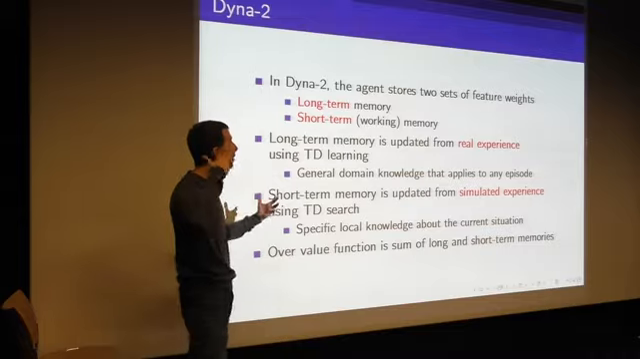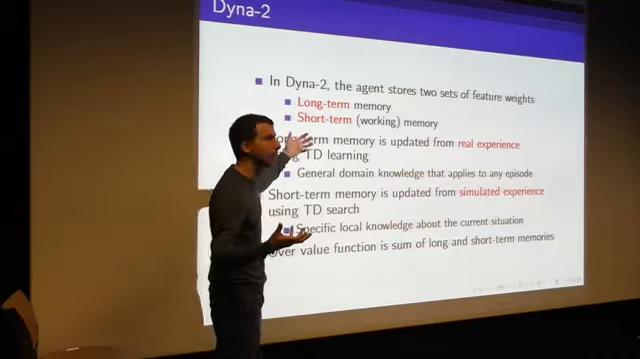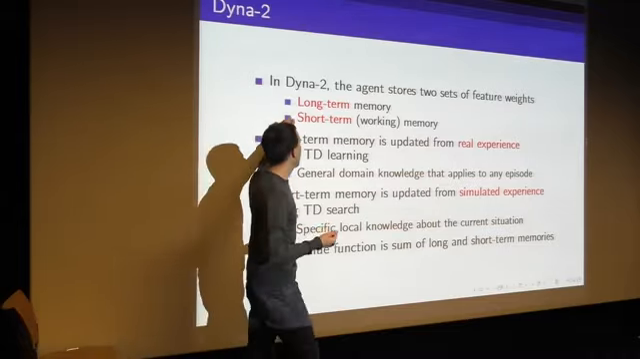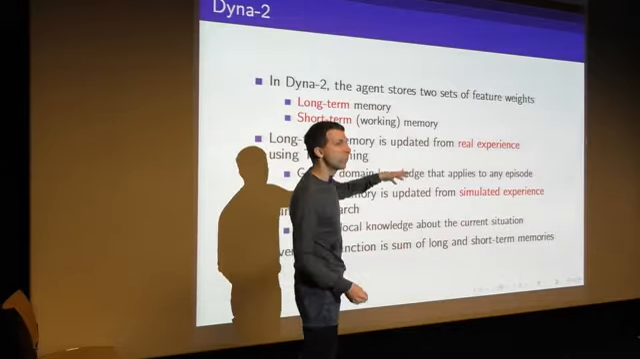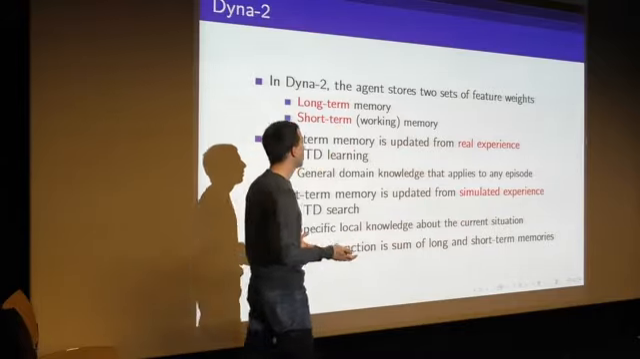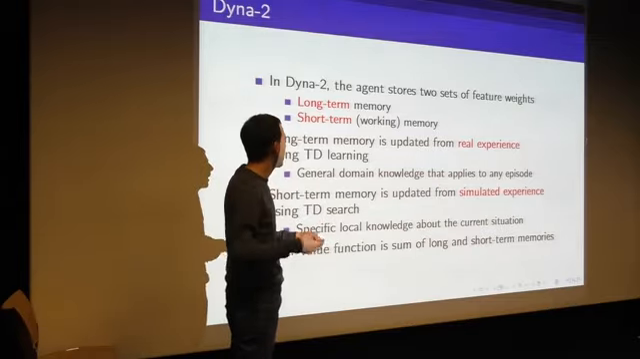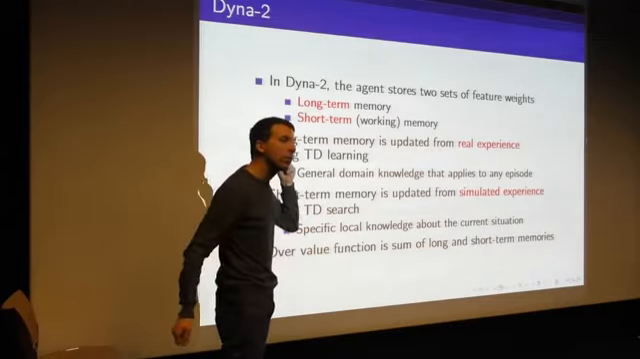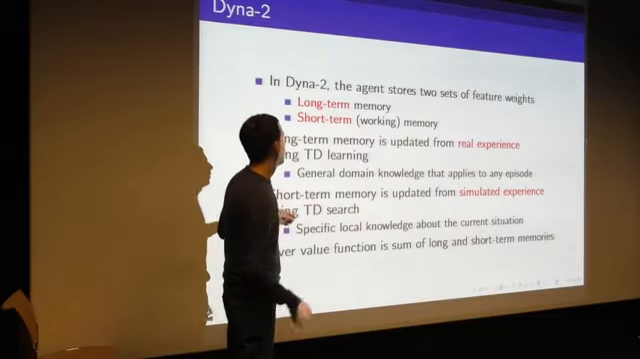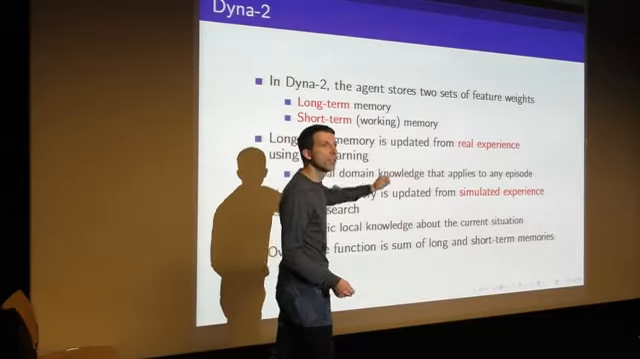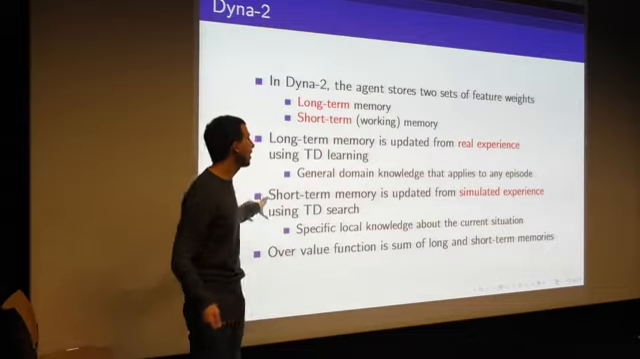You can think of these as like a long-term memory and a short-term memory, or a working memory. It basically updates its long-term memory from real experience. So it's basically got one value function, one saying how good things are when you really experience them, which is kind of the general domain knowledge. And you also have some short-term memory.